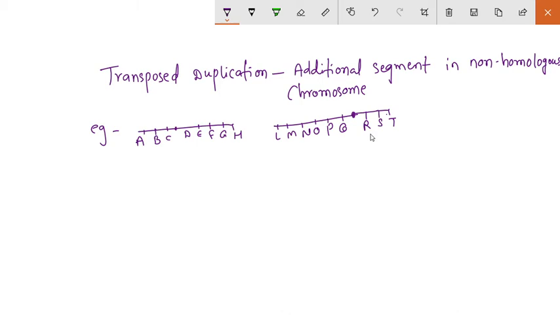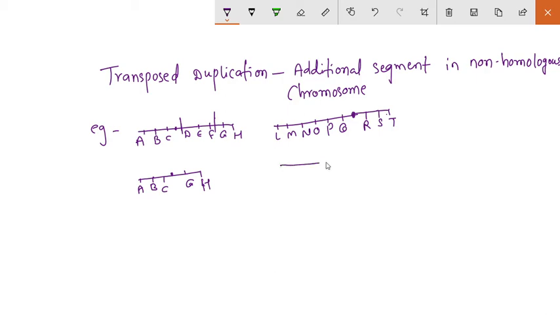So when this DEF part gets deleted, and this part gets attached to the other one, the resulting chromosomes are A, B, C, then G and H. So it is this chromosome, and the part which is deleted from here is added in the other chromosome.